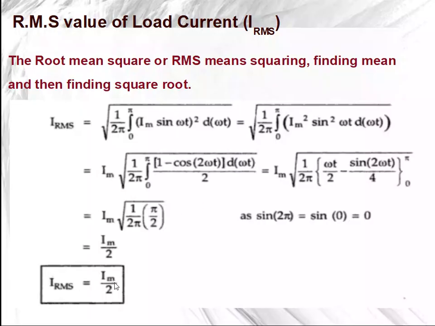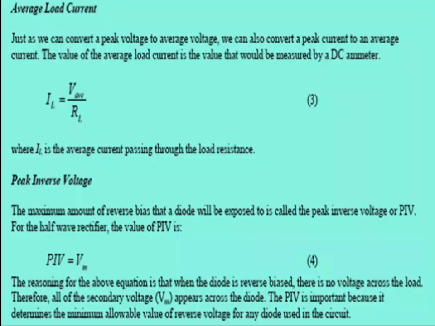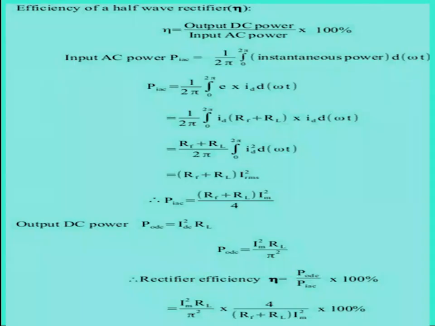to Im by 2. The RMS value is also a very important parameter in the case of the half wave rectifier, because when we do the parameter calculation for half wave as well as full wave, these values are very crucial, right? So average load current, I already discussed this, and the peak inverse voltage, I already discussed in my previous slide. So this is okay. Now we will go for the efficiency of the half wave rectifier.